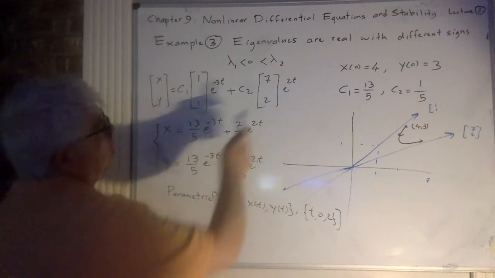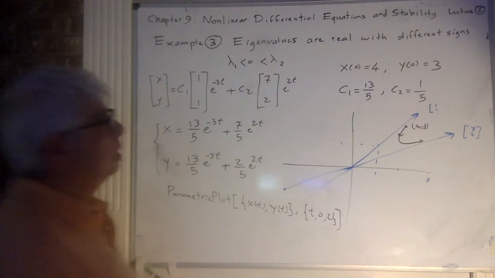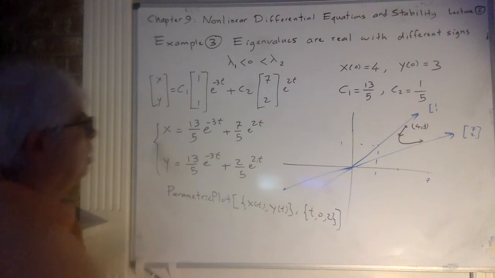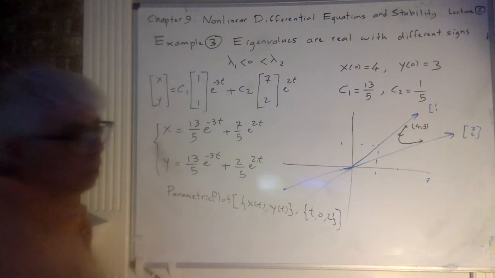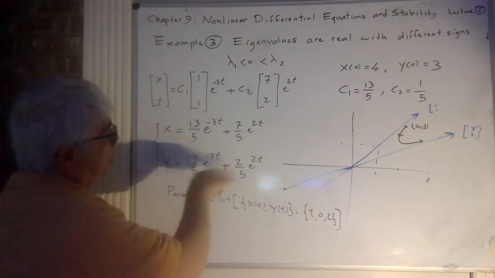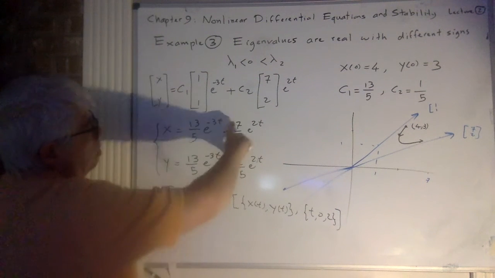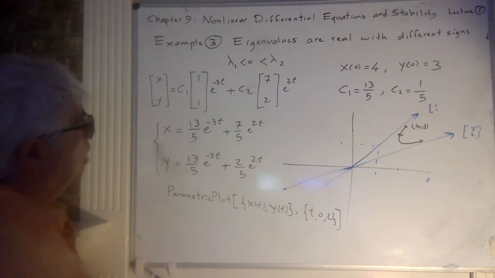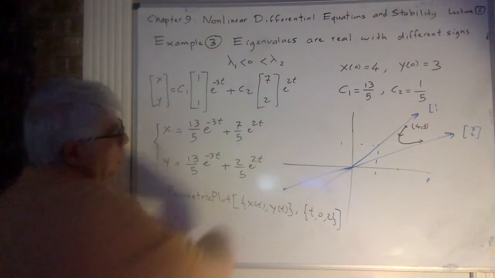So why does it go to infinity? It's because of this one. The e to the power 2t gets larger and larger, and it basically kills this one. As t gets larger, this gets smaller, in fact. So this one just adds to both x and y and just goes away, goes to infinity. Or it depends on these two. In fact, if C1 is negative, then it goes to infinity this way, say.